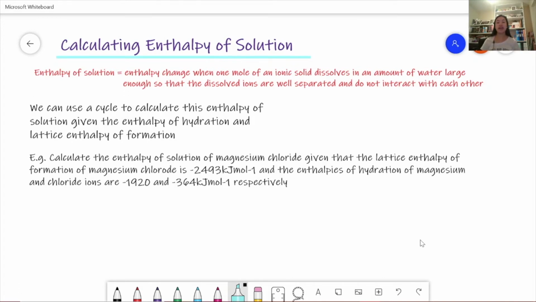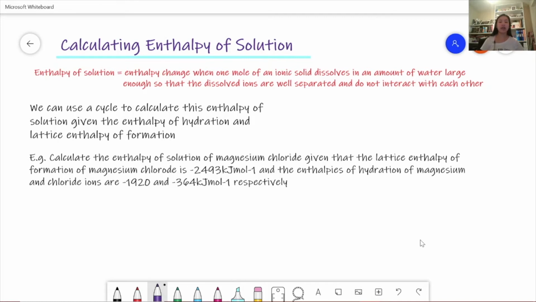So the definition of enthalpy of hydration is when we hydrate, so when we add water to 1 mole of gaseous ions and turn them into aqueous ions. And the definition of the lattice enthalpy of formation is when we form 1 mole of a solid ionic compound from its constituent ions in their gas states. And so we can see that we can have a cycle kind of like this.